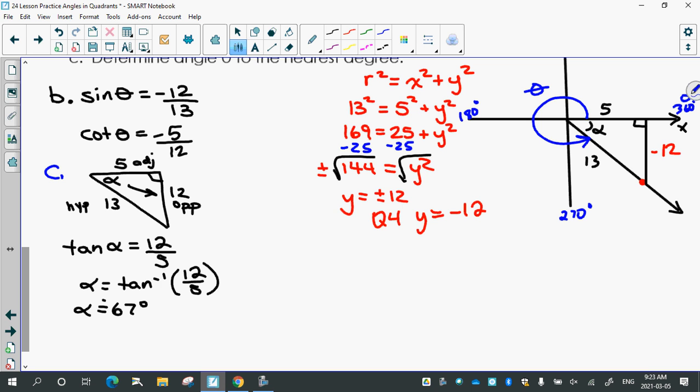And then we know that in quadrant 4, theta is 360, so all the way around, minus alpha, which will turn out to be approximately 293 degrees, which makes sense between 270 and 360. Okay.